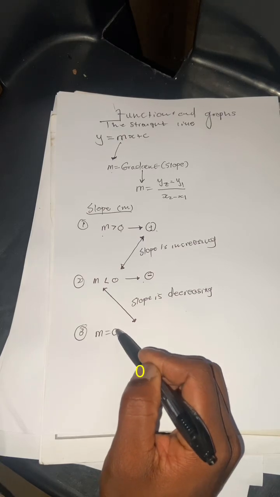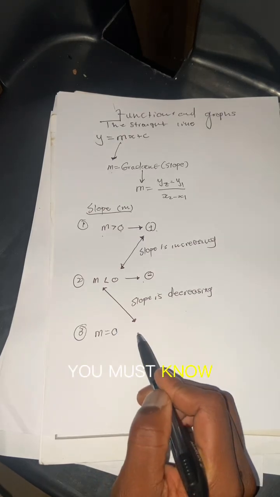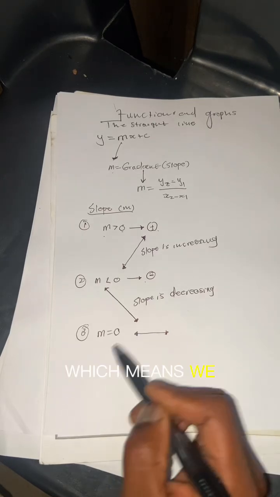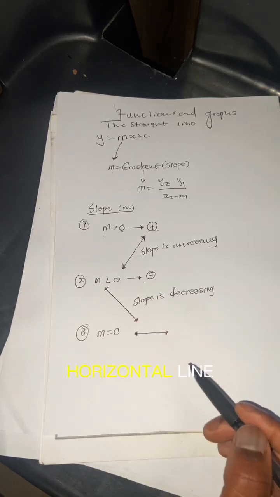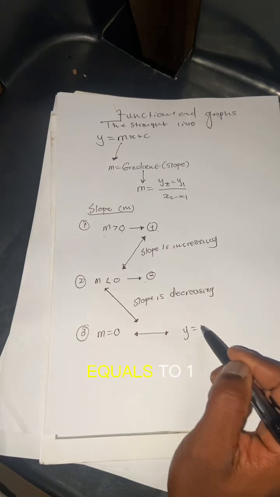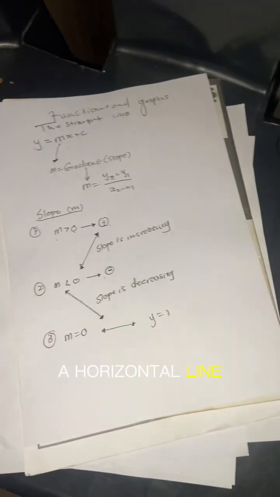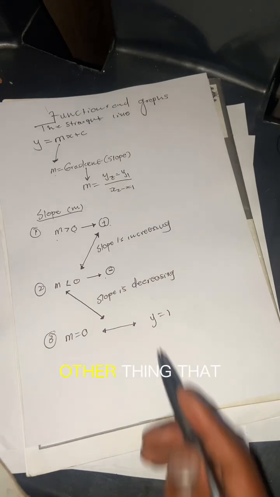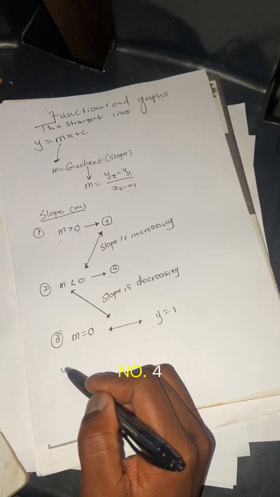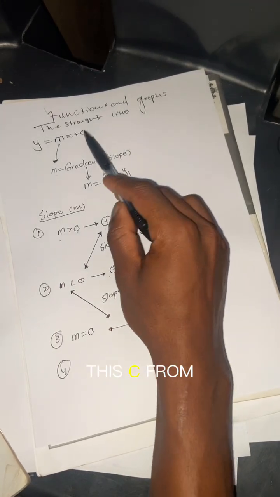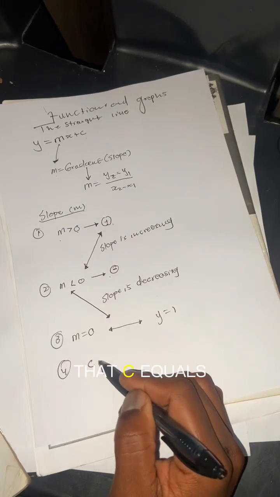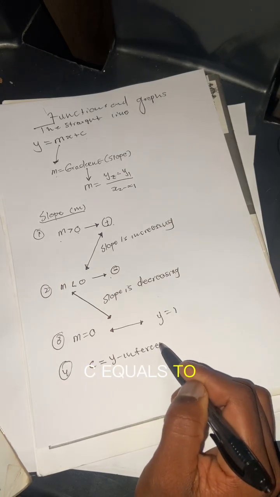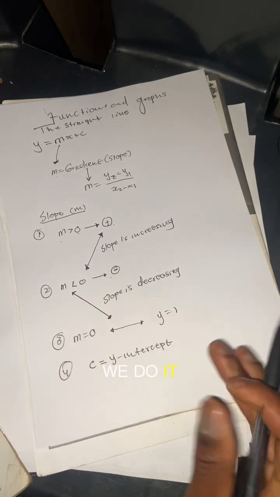The last one is when the gradient equals 0. When the gradient equals 0, the line will be a horizontal line, either y equals 1 or something else. And this is a horizontal line. The other thing I forgot to explain, number 4, is that this c from the equation equals the y-intercept. C equals y-intercept, my people. This is how we do it.